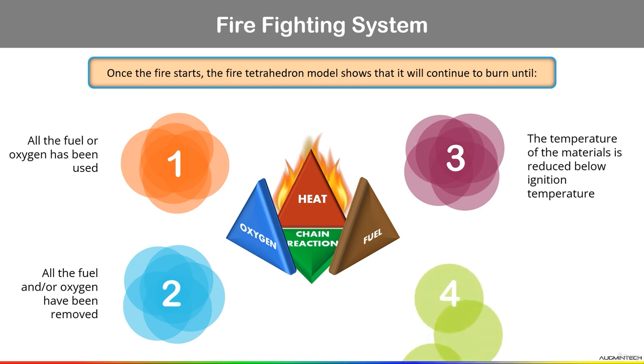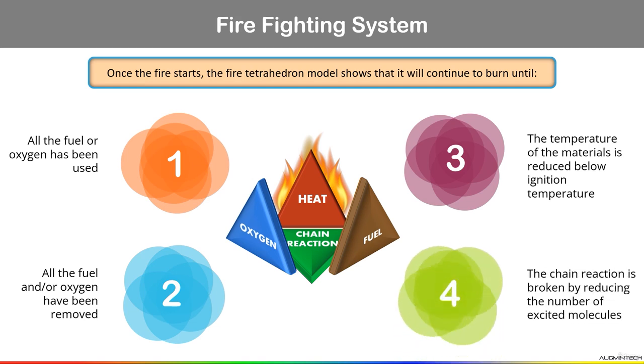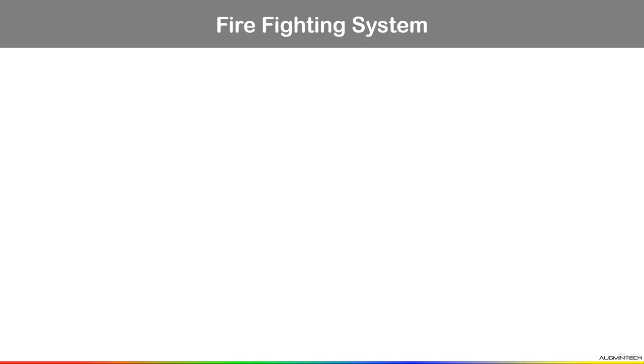Now the fourth point is the chain reaction is broken by reducing the number of excited molecules. As we know, four elements must be present for fire to occur. What are they? Fuel, heat, oxygen, and a chemical chain reaction. Removal of any one of these elements will result in the fire being extinguished. So this is all about the firefighting system.